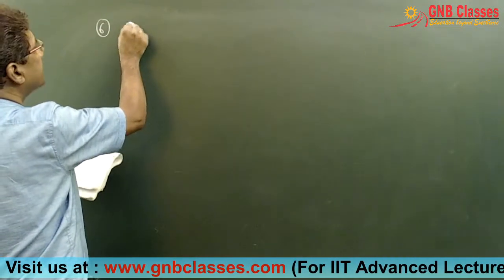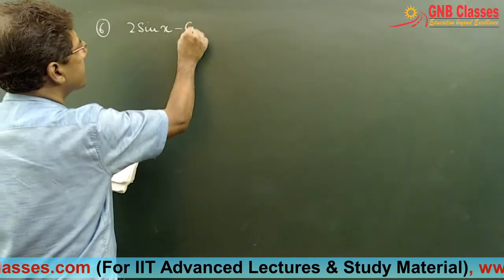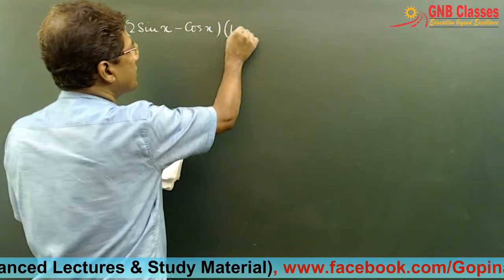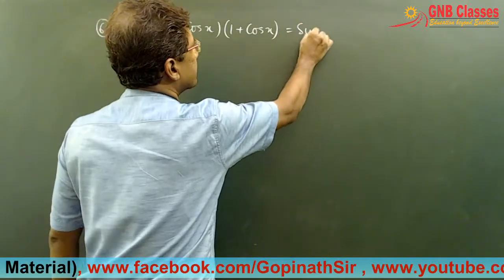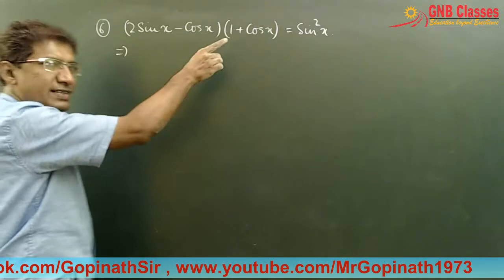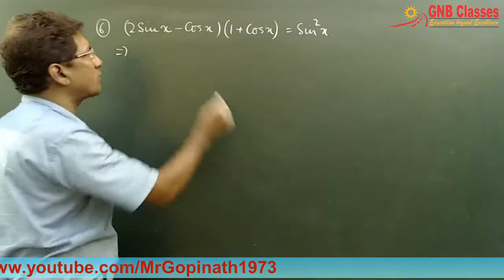Solve for x if 2 sin x minus cos x into 1 plus cos x equals to sine square x. Is it clear? Now, in the right hand side we are having sine square x, which can be replaced by 1 minus cos square x.